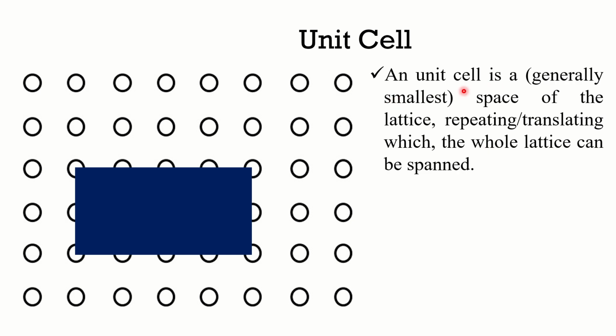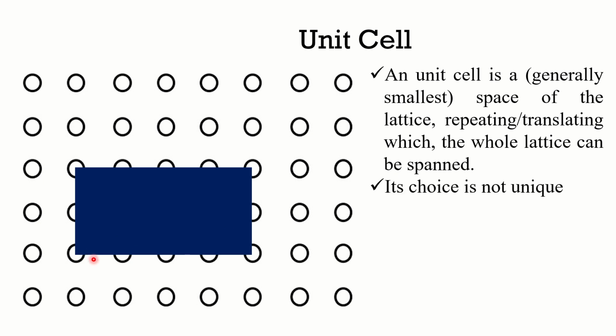So a unit cell is a space. This small space is called one unit cell. A unit cell is generally the smallest volume, a space of the lattice, repeating or translating which the whole lattice can be spanned. So if I repeat or translate this small space, I can actually span the whole lattice. So this small space is called one unit cell.